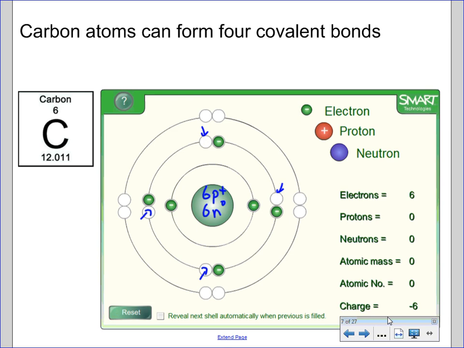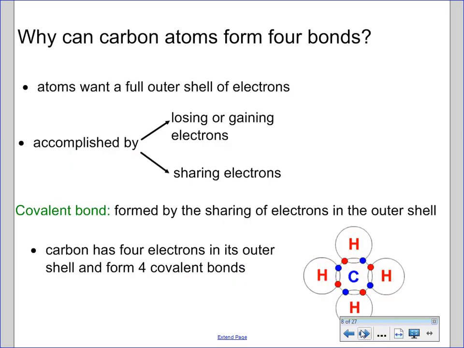So why is this significant? Well, this is what carbon can use to create 4 bonds. It has those 4 electrons in that second orbit, and it has room for 4 more. Ultimately, all atoms want to gain a full outer shell of electrons. For carbon, this is a total of 8 electrons in that second orbit. Now, atoms can get a full outer shell through a couple of different ways. They can lose or gain electrons, and this is how ionic compounds are formed.